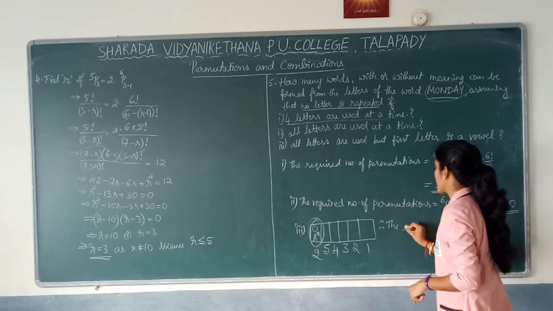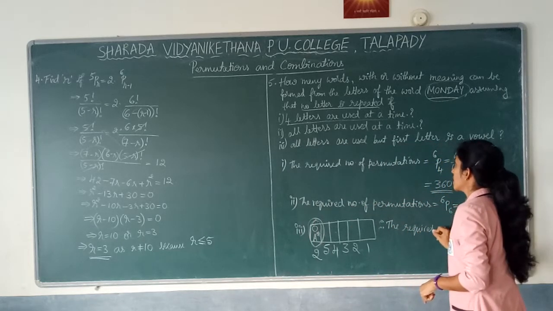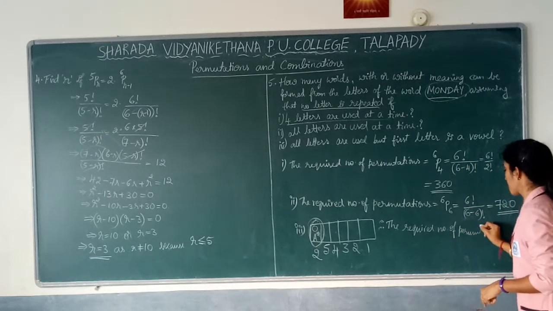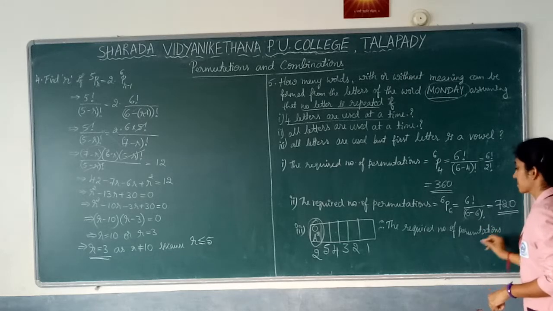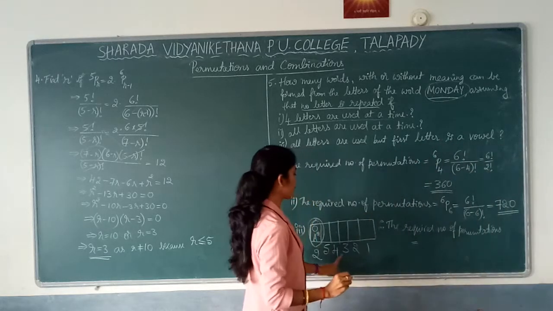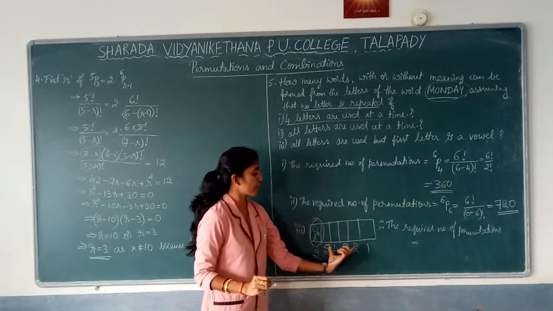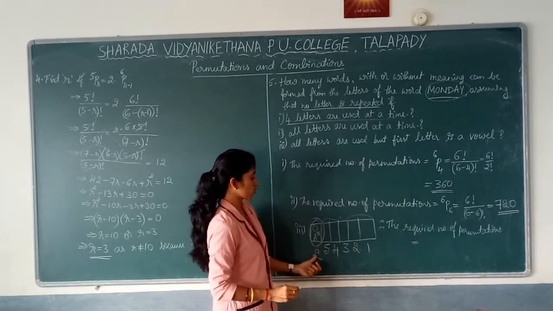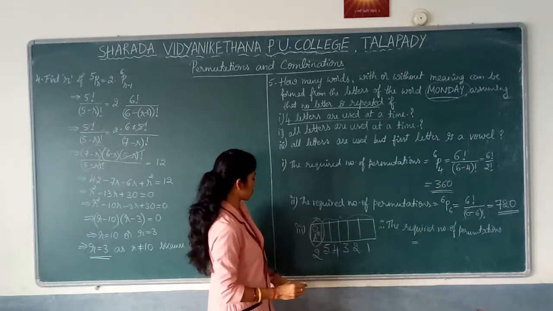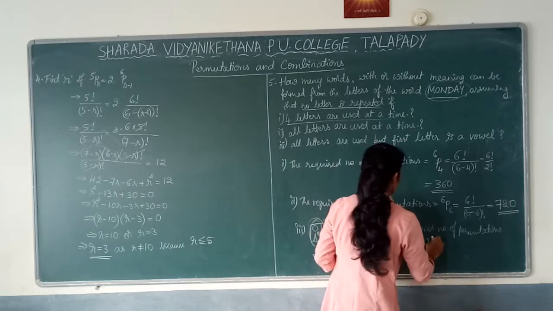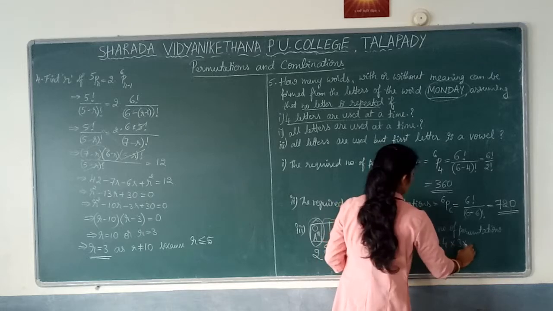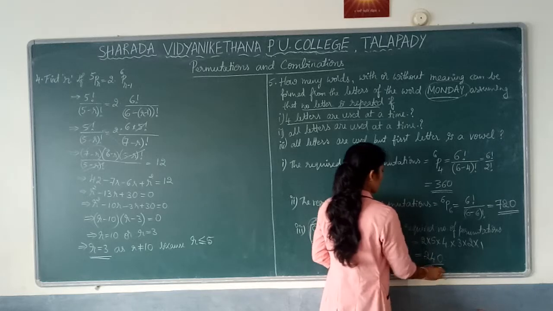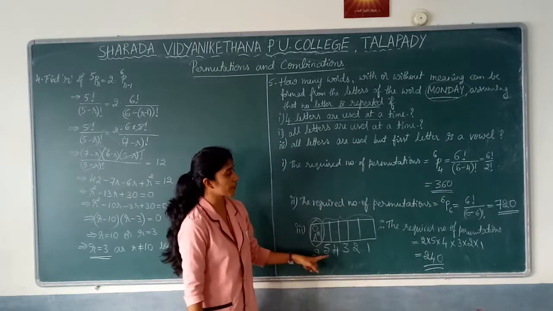Therefore, the required number of permutations, or required number of words, is equal to 2 into 5 into 4 into 3 into 2 into 1. Otherwise, you can do 2 into 5 factorial, since these 5 places can be filled in 5 factorial ways. So 5 factorial is 120, and you multiply by 2, you get 240 ways, okay? So this is the required number of permutations in this case.